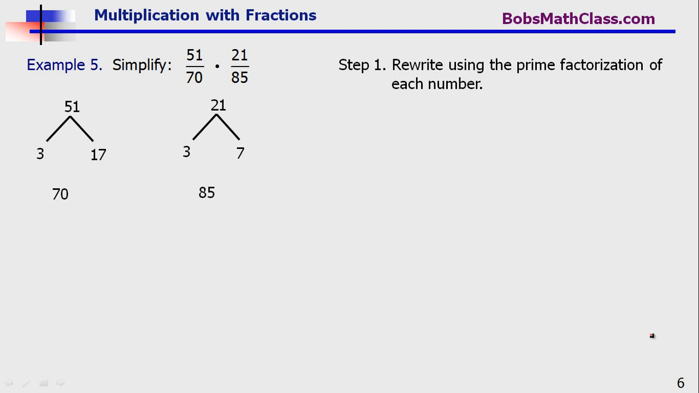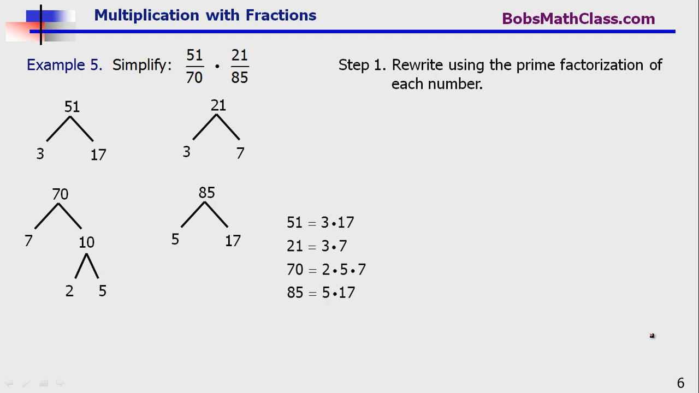Now the two denominators, 70 and 85. Let's see, 70 is 7 times 10. 7 is prime, 10 is 2 times 5. And that's it. 85 is, let's see, it ends in a 5, so that means we would start with 5. And then 5 goes into there 17 times. And then I just like to rewrite it in a row format, so I have less of a chance of making a mistake.